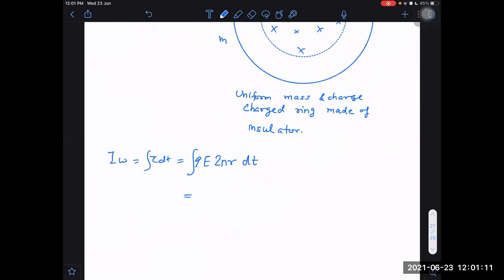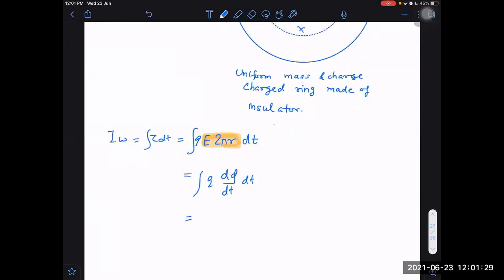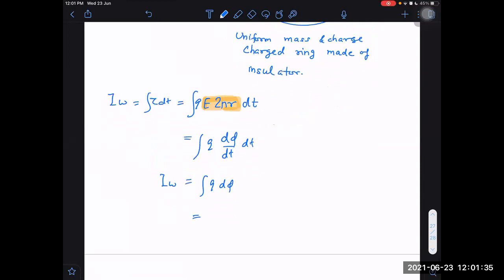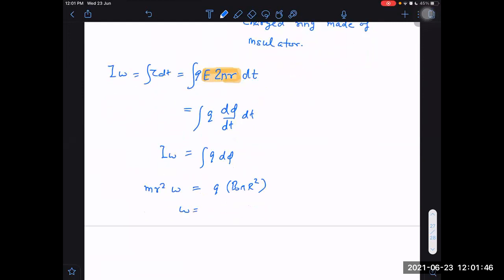What is the electric field here? Not electric field. Instead of electric field, why don't I directly find EMF? What is EMF in this case? E into 2 pi r. That is d phi by dt into Q into dt, right? dt dt cancel. What is it finally? Q into d phi. What is d phi? B naught into pi r square is equal to m r square into omega. So what is omega? Q into B naught into pi r square by m r square.